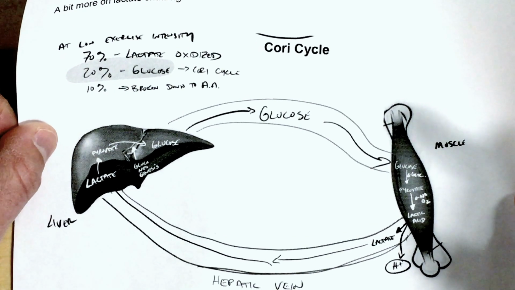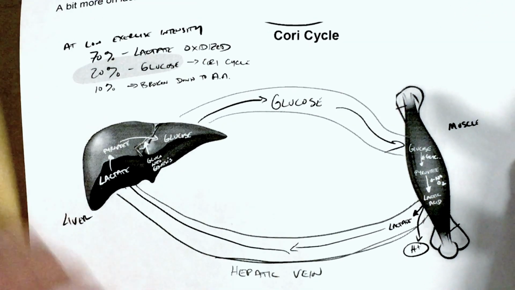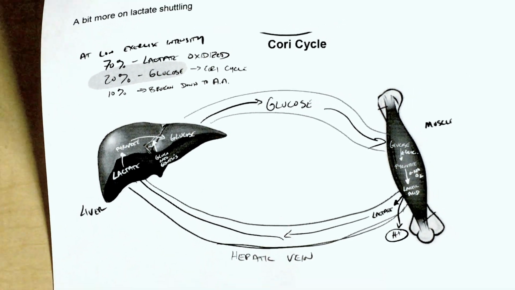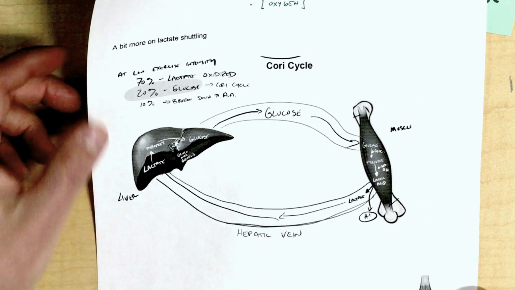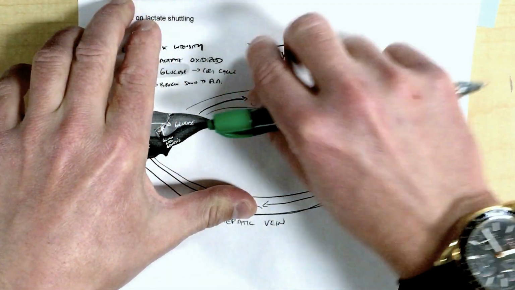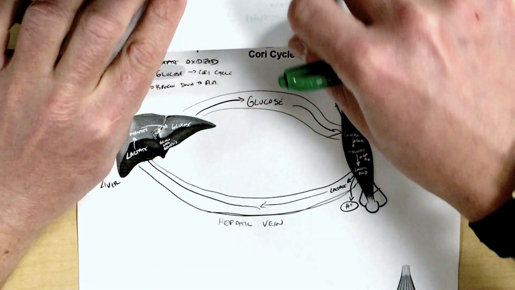Let's talk about one more factor for the Cori cycle, okay, and our lactate shuttling. We're going to zoom out here now. Excellent. So we talked about this before. We talked about lactate shuttling in our Lecture in the Dark series that we did.